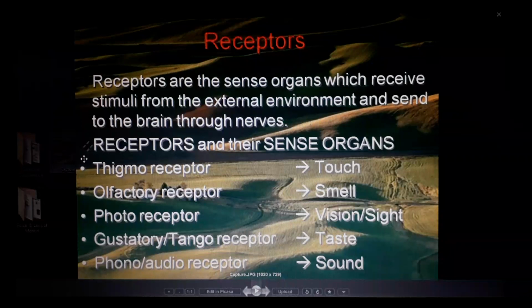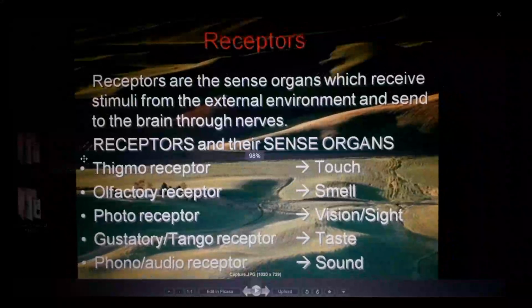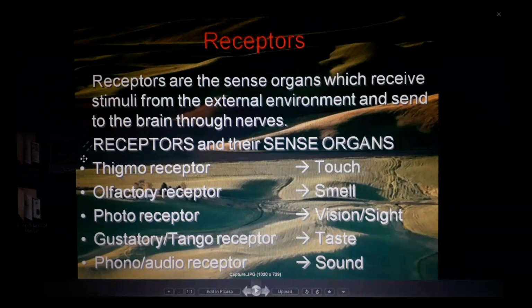Understand? Each part of our body, for example, touch. Mostly we are feeling the touch through our skin. Another sense is smell. Another sense is vision or sight, the view we are seeing from our eyes. Next is taste and next is sound. So these are the five senses which all human beings have. And for each of these senses, for example, the biggest sensory organ is our skin.